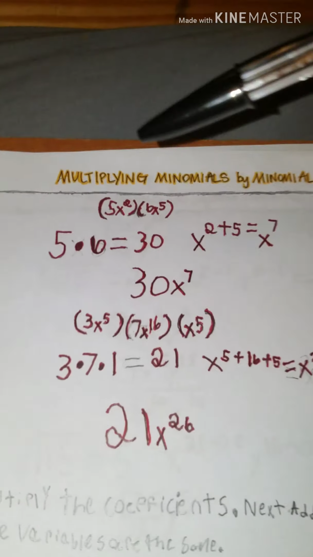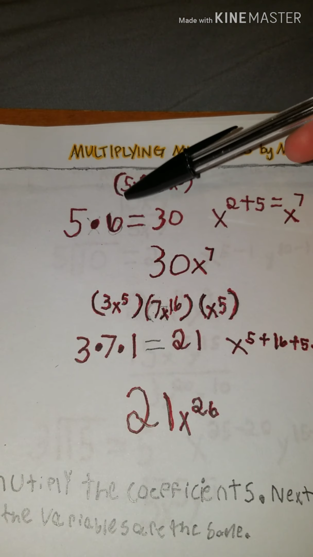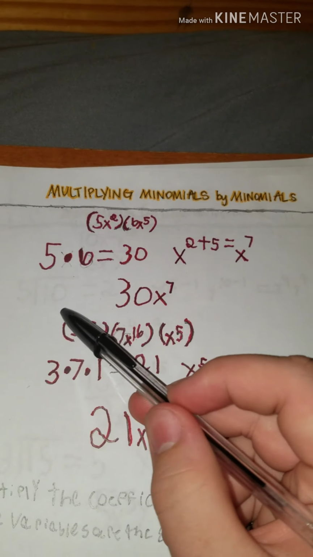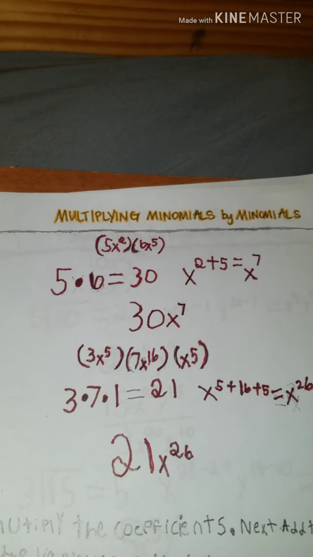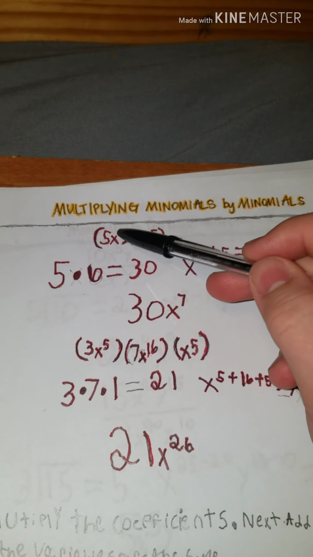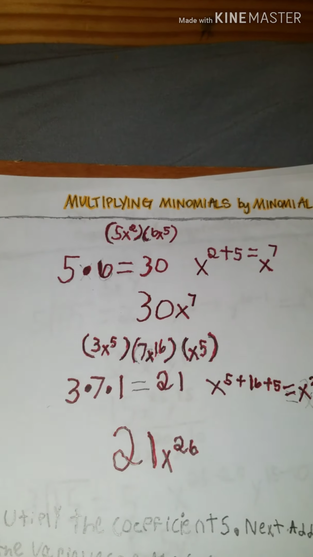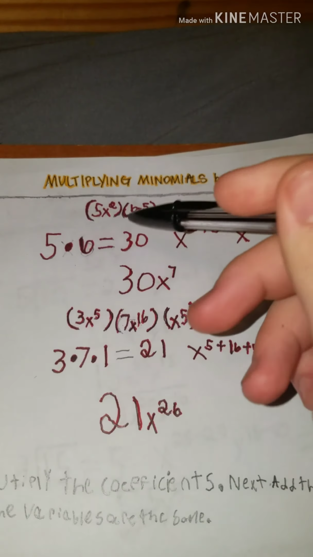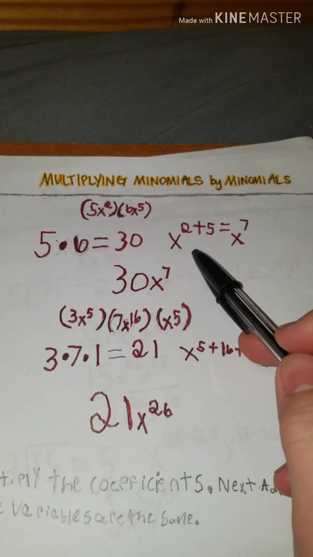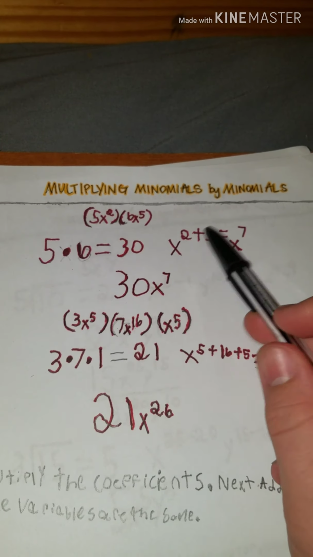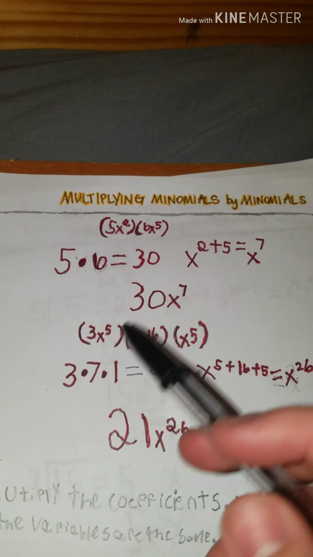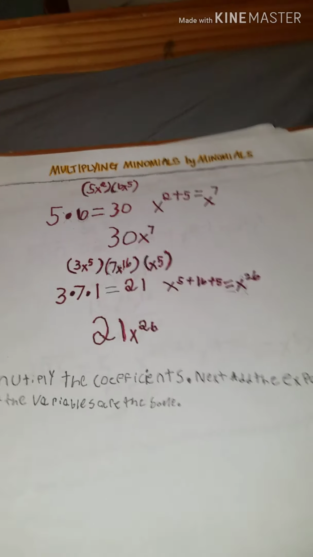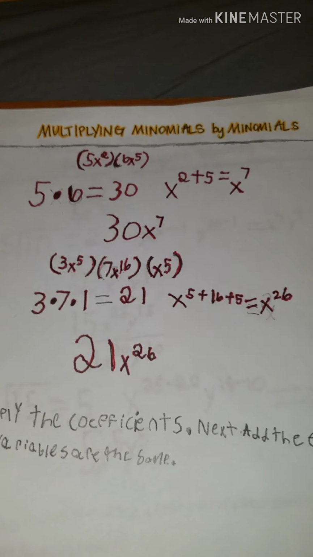So first you would multiply the coefficients, which are the big numbers. So it'd be 5 times 6, which equals 30. Okay? And then we would add the exponents of the variables together. So it's x, 2 plus 5, and you would get 7. So the answer would be 30x to the 7th power. Okay, so that's pretty simple.